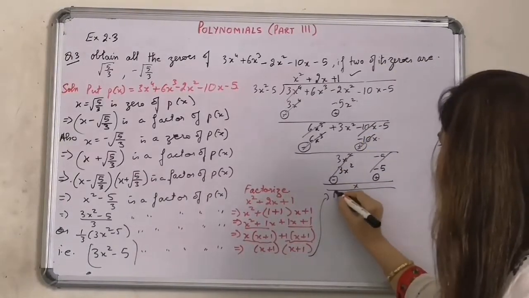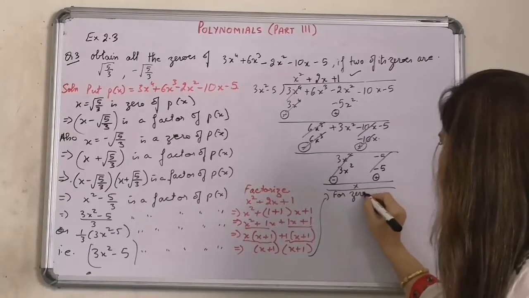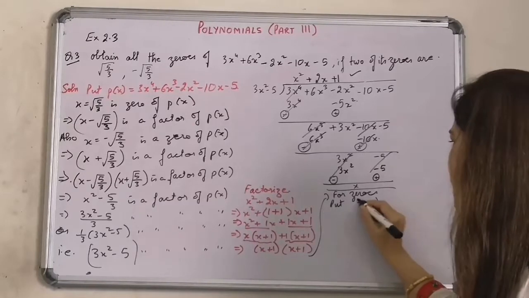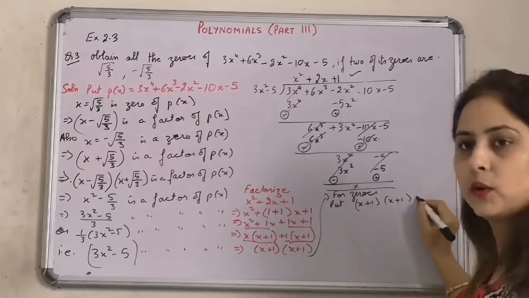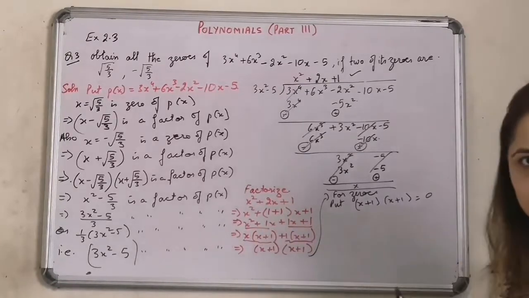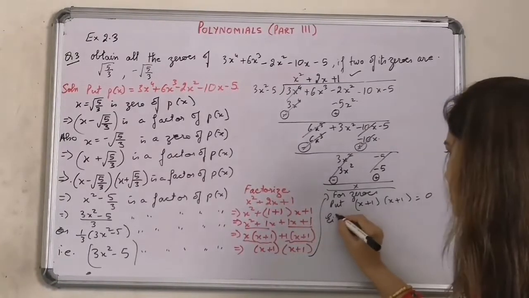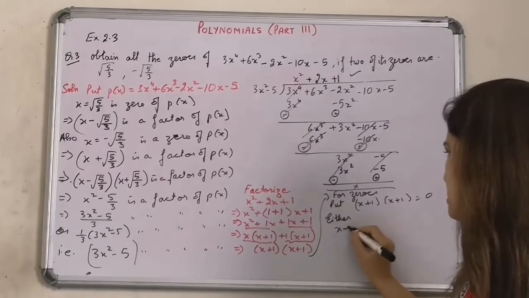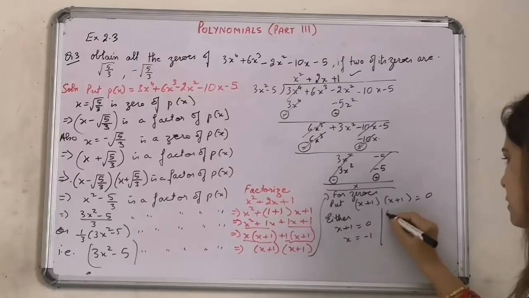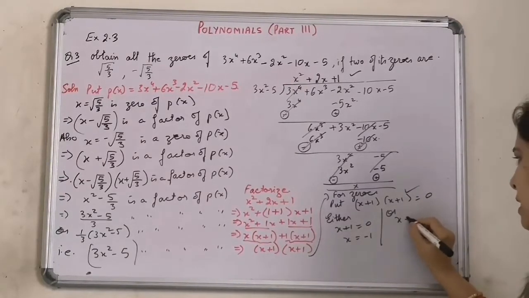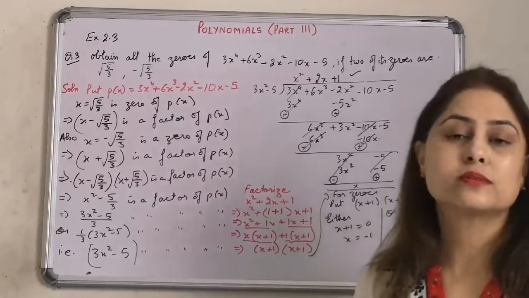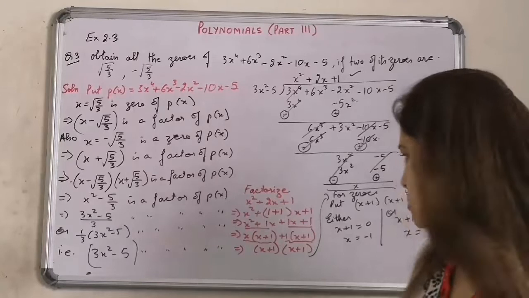So, for zeros, put x plus 1 into x plus 1 is equal to 0. We know that product of two numbers is 0 only when one of them is 0, right? So either x plus 1, this x plus 1 is 0, we get x is equal to minus 1, or this x plus 1 is equal to 0, x is equal to minus 1. It means the other two zeros are the same, minus 1 and minus 1.